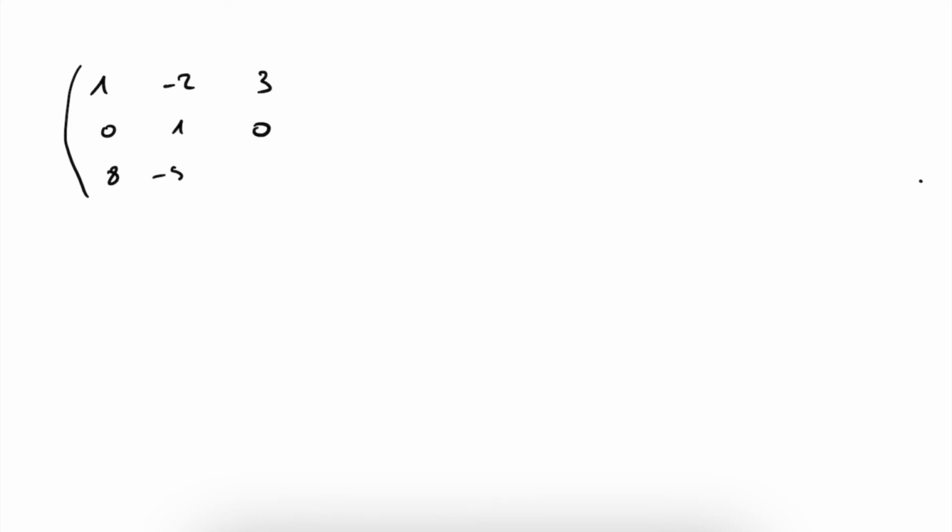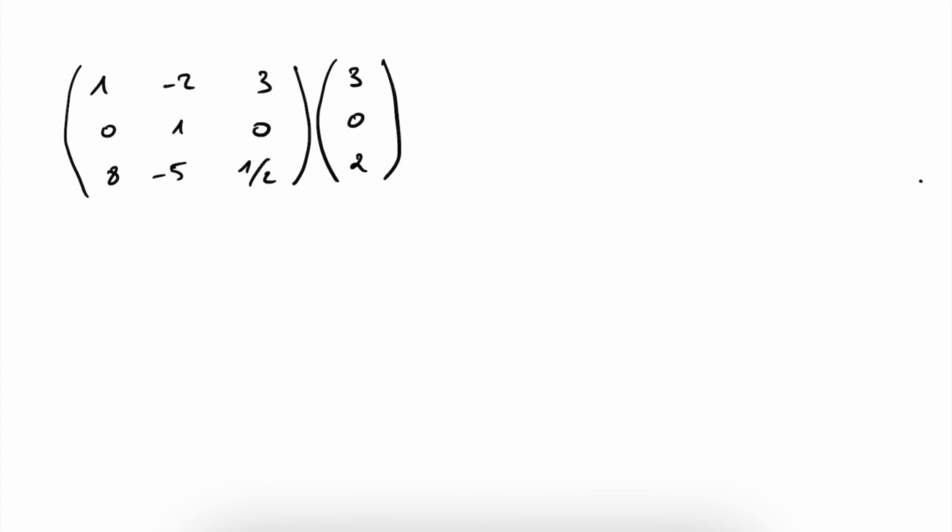Let's now go to the final exercise, which is the following. So we get 1, minus 2, 3, 0, 1, 0, 8, minus 5, 1 half. And we want to multiply this matrix by the following matrix, 3, 0, 2.